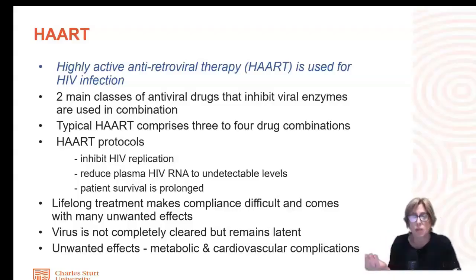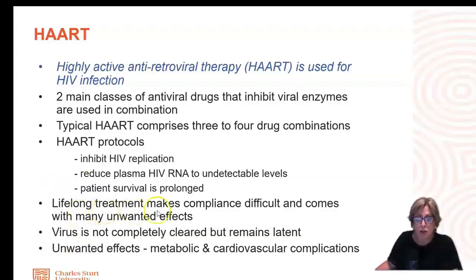And by using all of these drugs in combination, it inhibits HIV replication. It also reduces the plasma RNA level to undetectable levels. So it's below the level of detection of the assays or the tests or the kits that are used to measure HIV viral load. And patient survival is prolonged, to such an extent that people are not actually developing AIDS anymore in the developed world anyway.